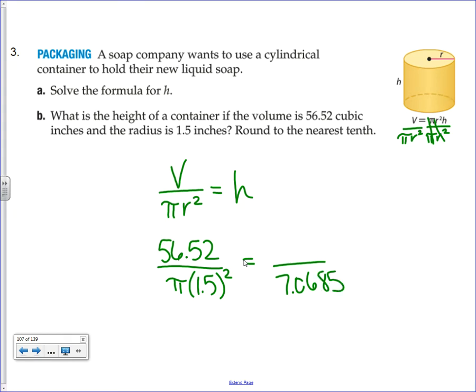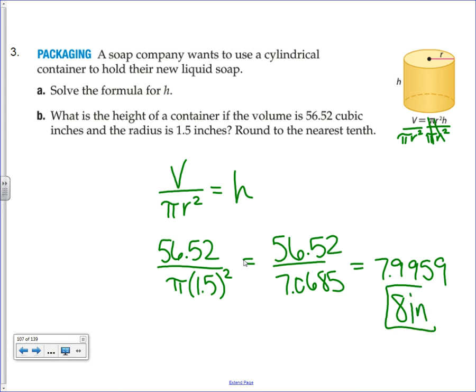Now there's a whole bunch of decimals after that, and I'm going to keep those on there because in my calculator I can pull back my answer. And please remind me in class tomorrow to show you how to do this. So I'm going to take my 56.52 and divide it by the answer that I just got. And I get 7.9959. Now it says round to the nearest tenth, and if I do that, that will round up to 8, and we are talking inches here for the height of my cylinder.